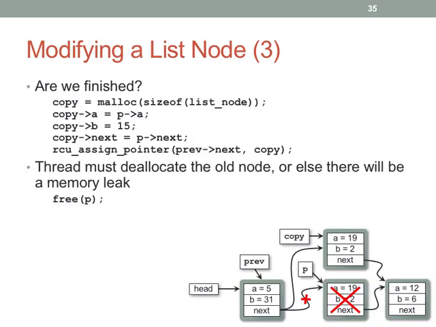Remember, threads fall into two categories. Readers fall into one of two categories. They either see the old version of the node or they see the new version of the node.